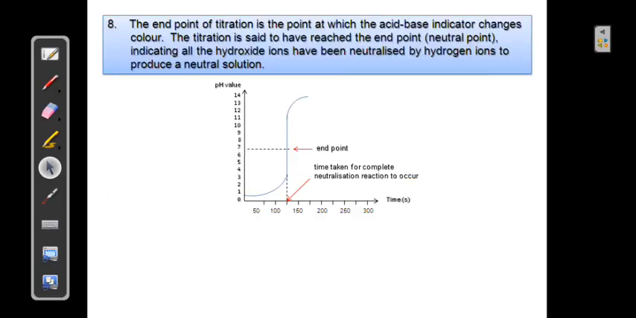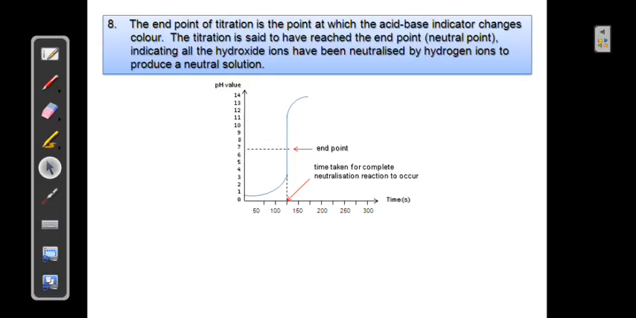Then the end point of titration is the point at which the acid-base indicator changes color. The titration is said to have reached the end point, the neutral point, indicating all the hydroxide ions have been neutralized by hydrogen ions to produce a neutral solution. The end point normally requires some time, and then it will change color. When it changes color, it definitely has a pH value of 7. That is what neutralization is all about.